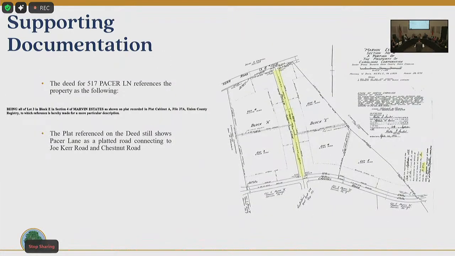Okay. I believe it's the very end. Yeah, that's right. Okay. You mentioned on this slide, this is the plat that was attached to the deed for 517 Pacer Lane. So when Mr. Epps and his wife bought this property, they bought subject to this, or with reference to this plat, as for their metes and bounds description, correct? Now, this map doesn't say public right-of-way on Pacer Lane, right?